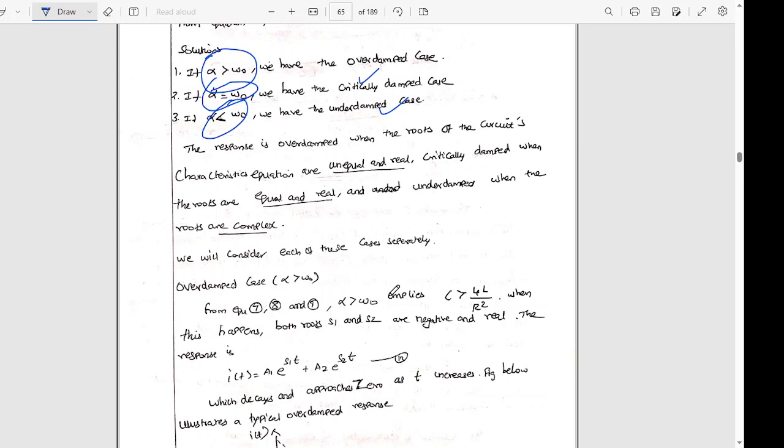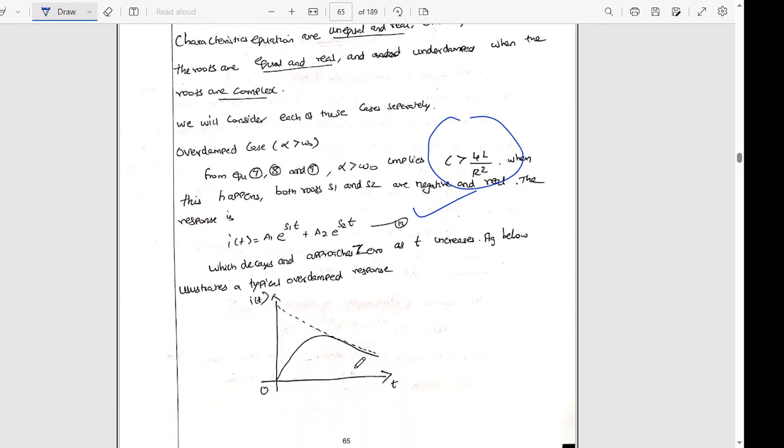So let us consider the overdamped case. Alpha will be greater than omega naught. We can say C will be greater than 4L by R square in the case of alpha greater than omega naught. Let us consider the solution here, which is I of t equal to a1 e power s1t plus a2 e power s2t. It is an overdamped response.